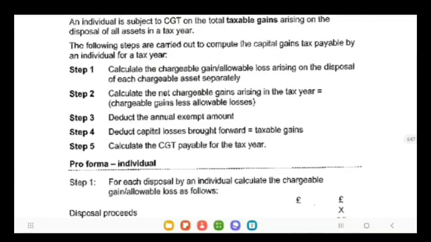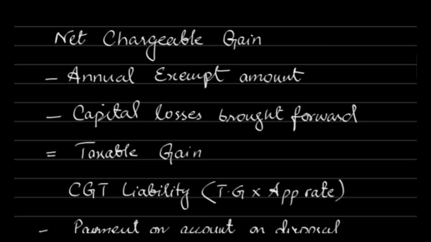The pro forma to calculate the CGT for an individual is: net chargeable gain, deduct annual exempt amount from the net chargeable gain. Remember, net chargeable gain means capital gains, deducting any capital losses on the sale of any capital asset in the current year, and you will get the net chargeable gain. After finding the net chargeable gain, deduct the annual exempt amount, and if there are any capital losses brought forward, deduct these capital losses brought forward, and you will get the taxable gain.